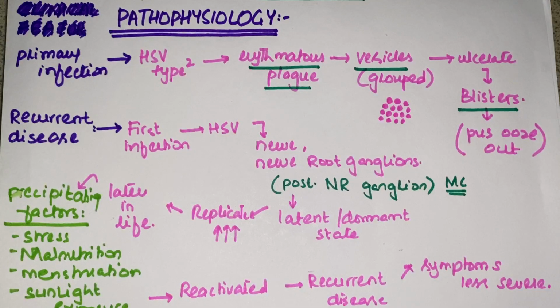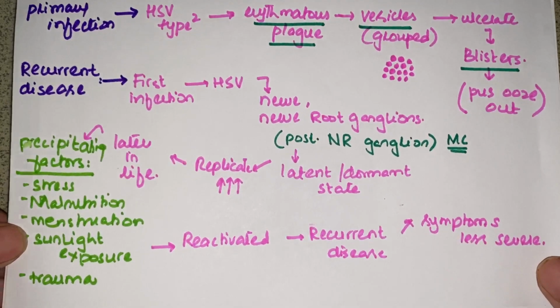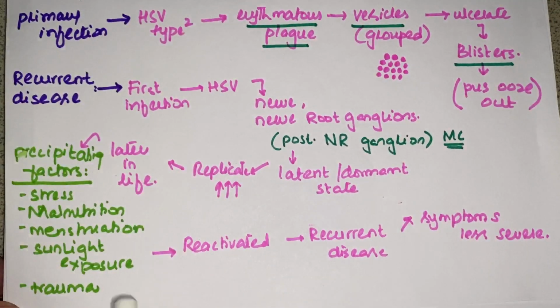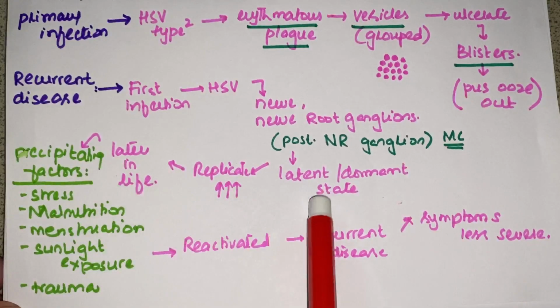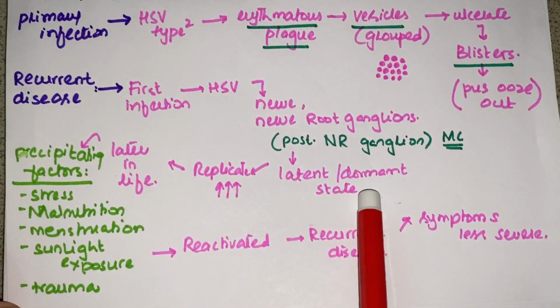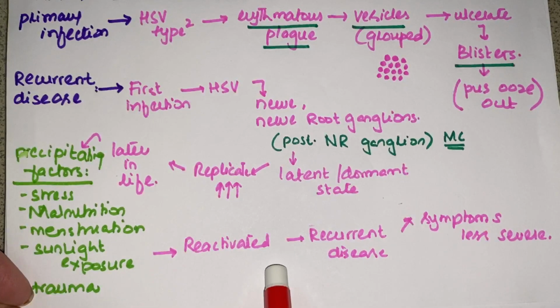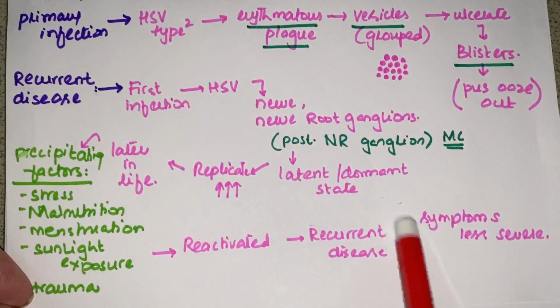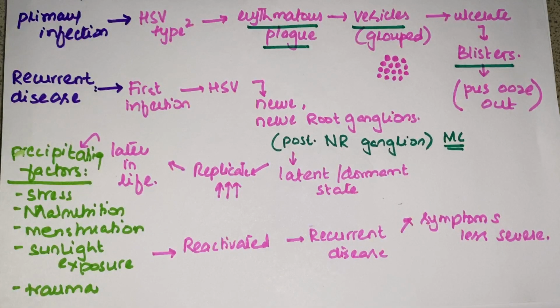Later in life, if the patient encounters any precipitating factor, like a stressful condition, improper nutrition such as malnutrition, weakened defenses during menstruation, sunlight exposure or trauma, then the virus which was in the latent or dormant state gets reactivated and causes disease. This is called the recurrent disease. But this time the symptoms that appear will be less severe compared to the primary infection. So this is the whole pathophysiology of this disease.